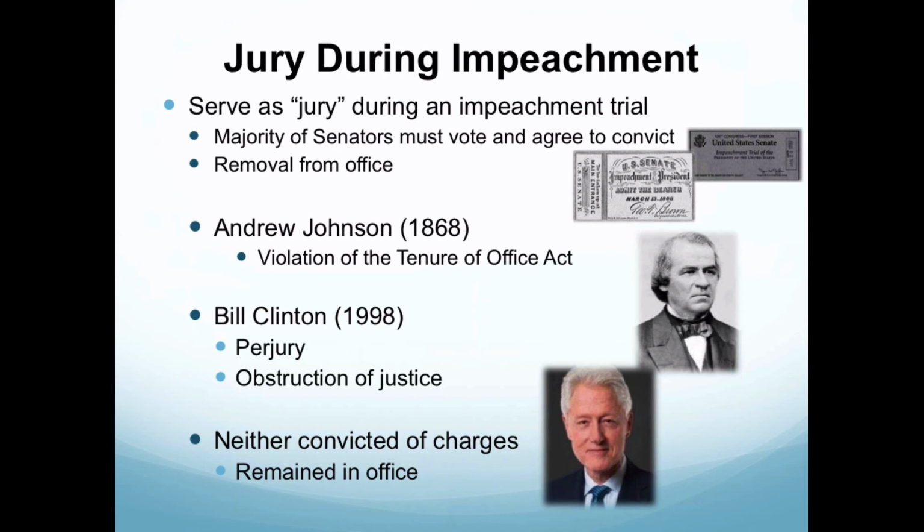As discussed in the earlier House of Representatives podcast, President Andrew Johnson in 1868 was charged with violating the Tenure of Office Act, as well as more recently, President Bill Clinton in 1998 was charged for perjury as well as obstruction of justice. In the end, neither President Johnson nor President Clinton were ever convicted and ultimately remained in office, but such charges did negatively impact their legacies as President of the United States.